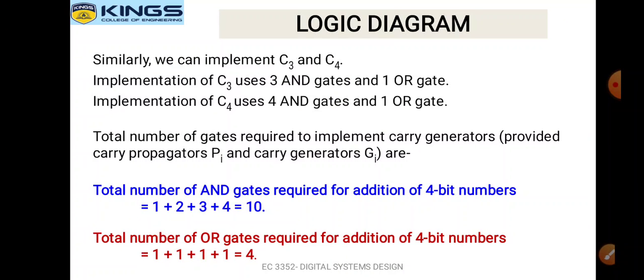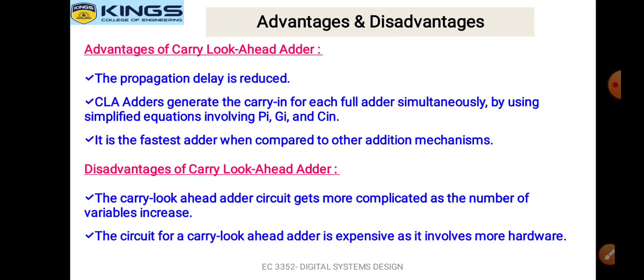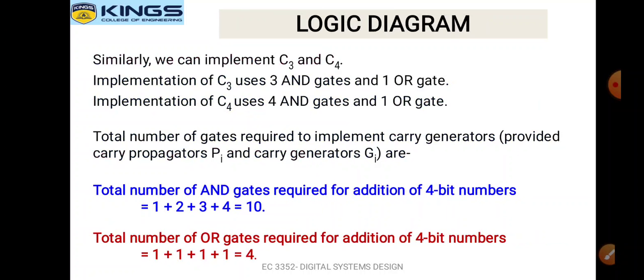See here, the total number of gates required to implement the carry generator is nearly 10 AND gates for adding 4-bit numbers. Similarly, we will have 4 OR gates for adding these 4-bit numbers. So 10 AND gates and 4 OR gates we will be using, right?